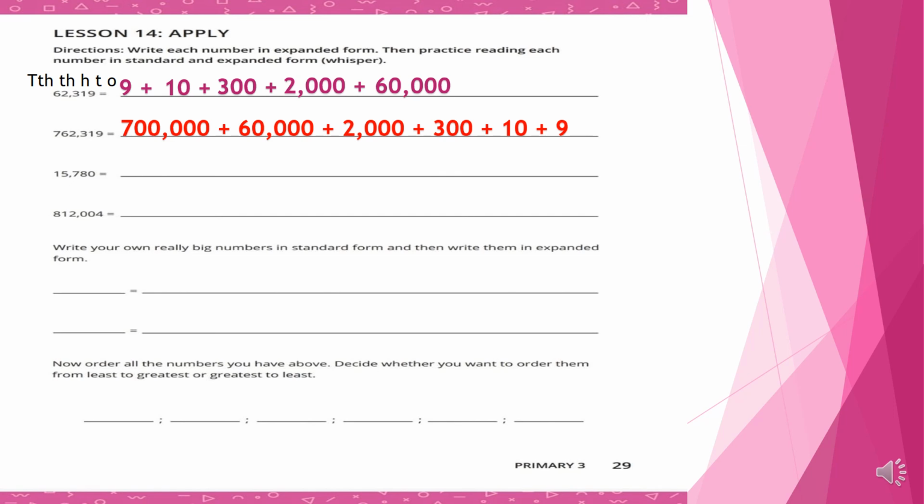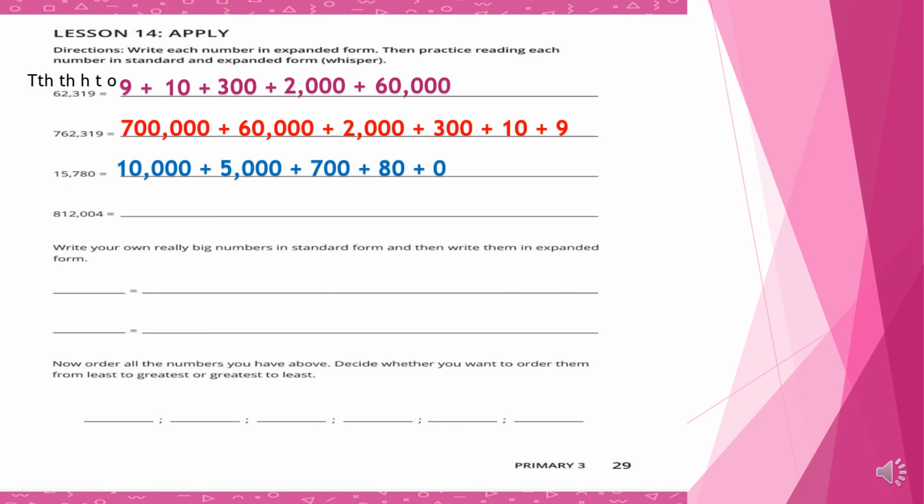Another number. Let's read from the left, and don't forget the comma. We say 1,000 when we reach the comma. 15,780. Let's write the place: ones, tens, hundred, thousand, 10,000.